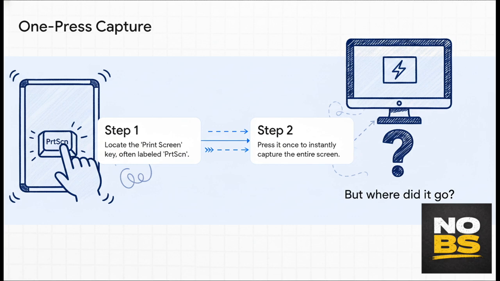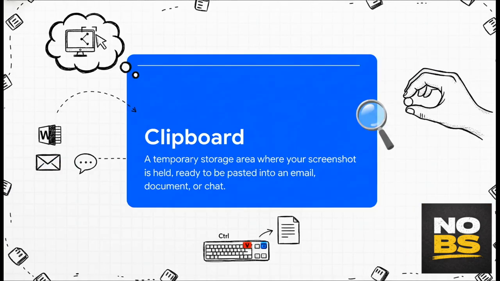So, where'd it go? It went to your clipboard. Think of the clipboard as your computer's short-term memory. It's just holding on to that image for you. So now all you have to do is go to your chat window, your email, your Word doc, and hit Control-V to paste it right in. No file, no fuss, just pure speed.